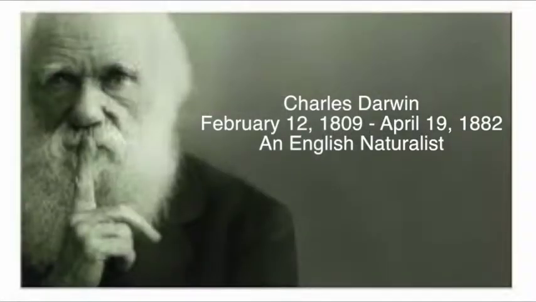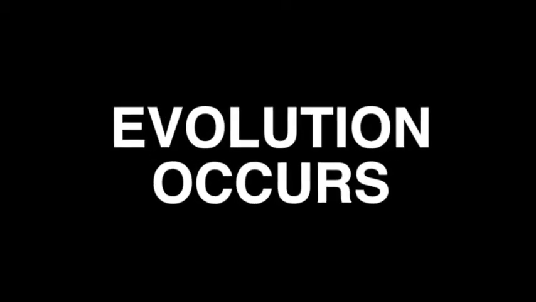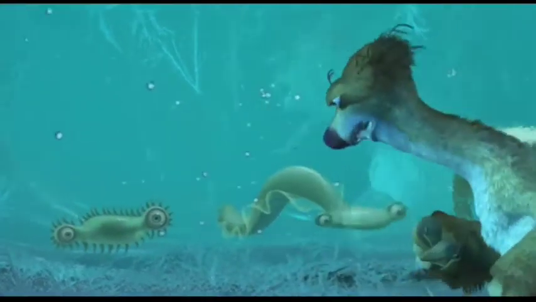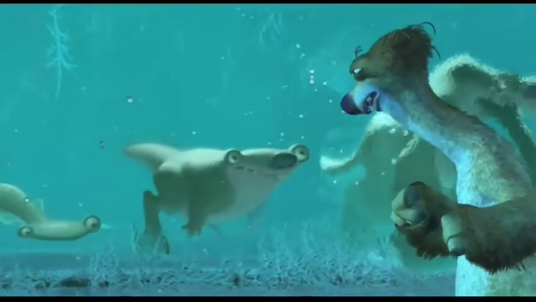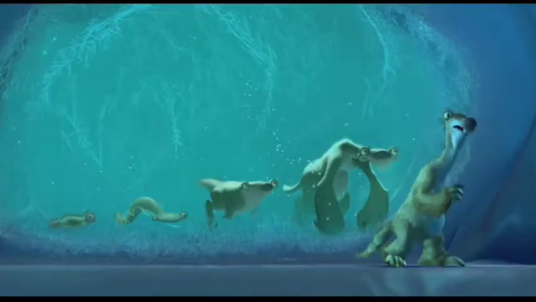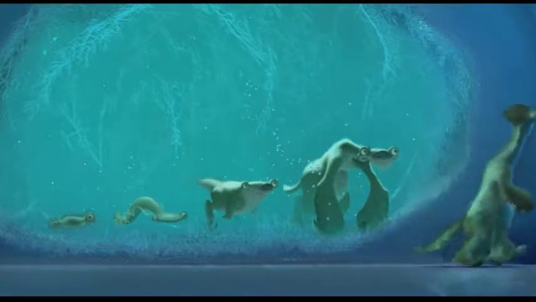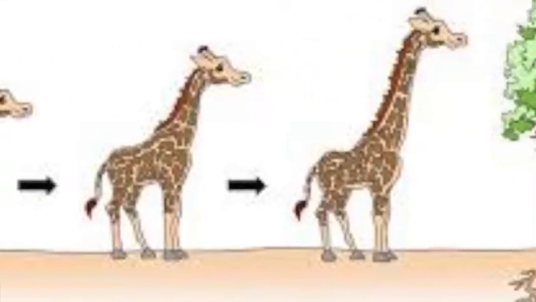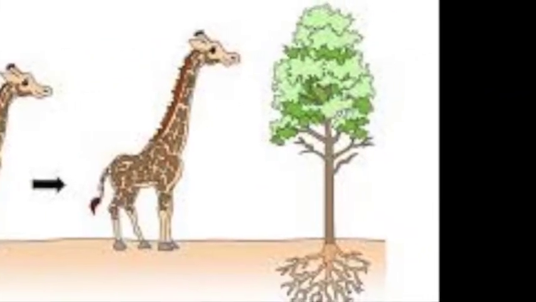Charles Darwin was an English naturalist who came up with the idea of evolution. The theory of evolution is based on two main ideas. The first is that evolution occurs, which means living organisms change over time. The second idea is that evolution occurs because of natural selection. This is the process where organisms that adapt better to their environment tend to survive and reproduce more offspring.